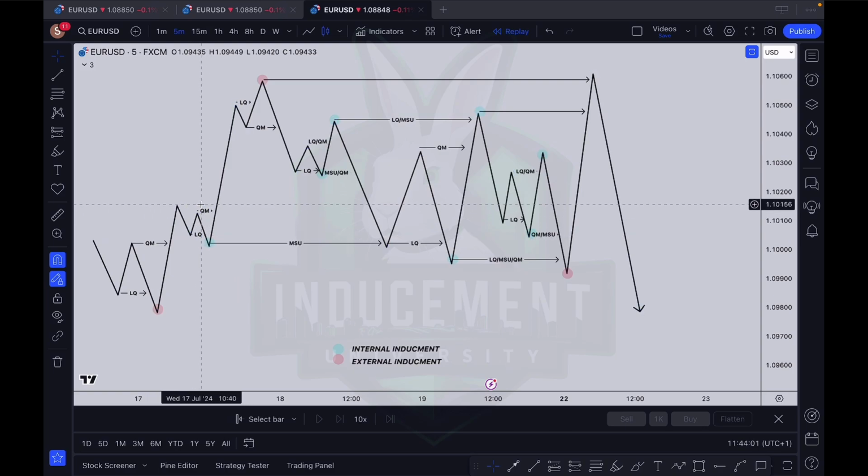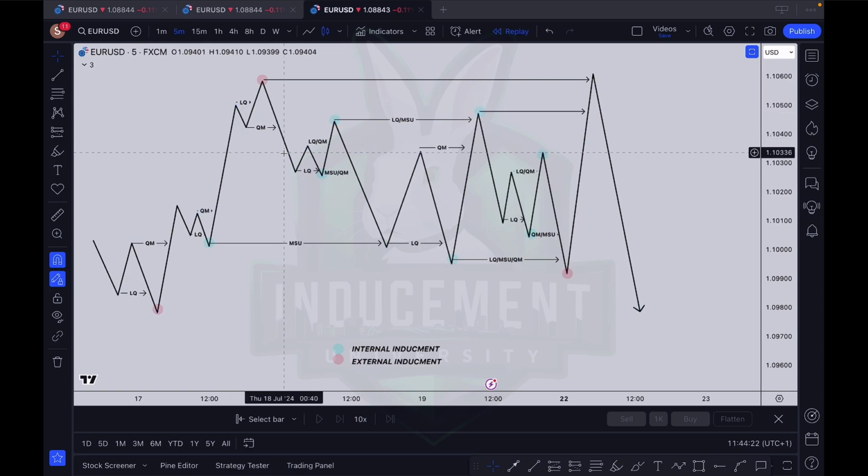We take out this low, we take out this high, we then create an internal low. So this is an internal inducement. We come up, we create a liquidity here, a low, come high, and then we QM. This is now our external high.